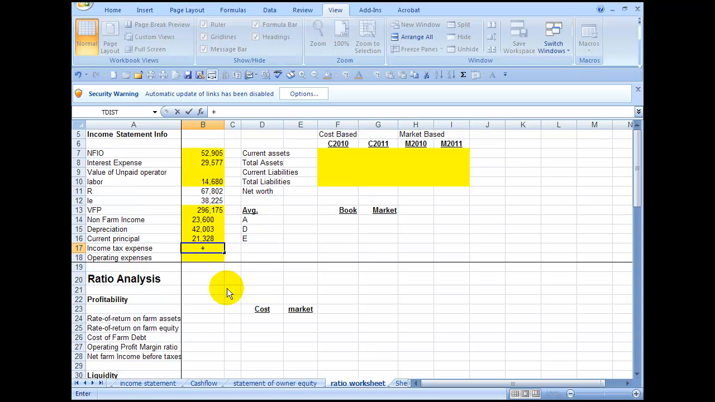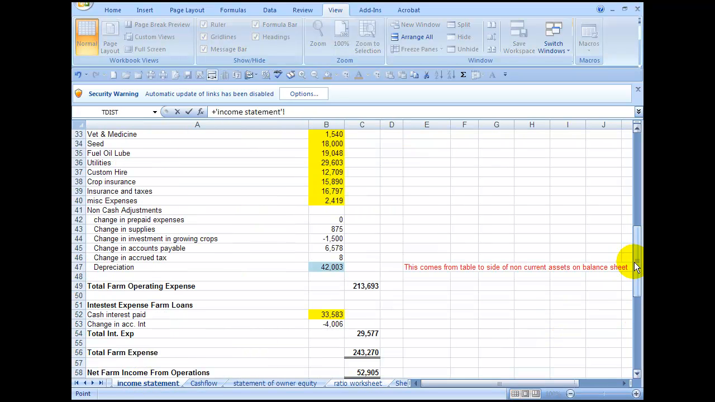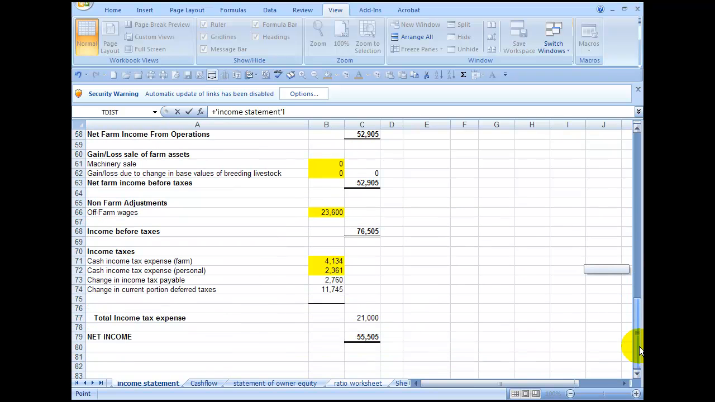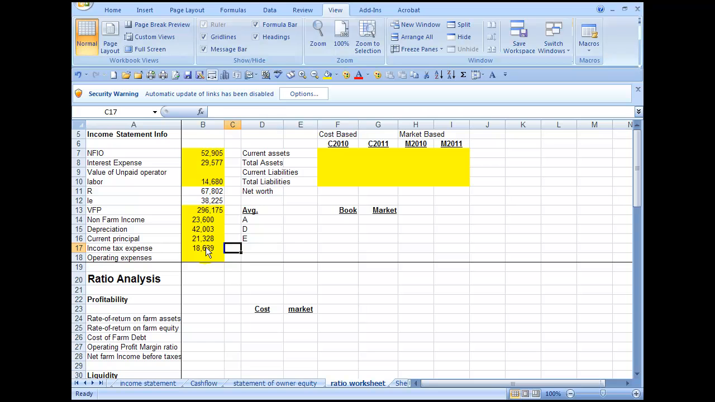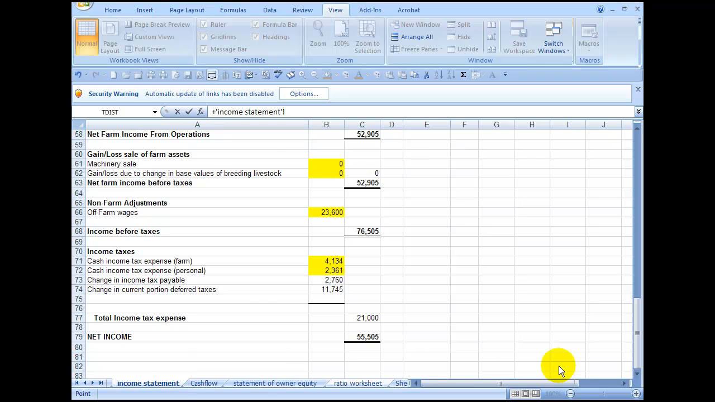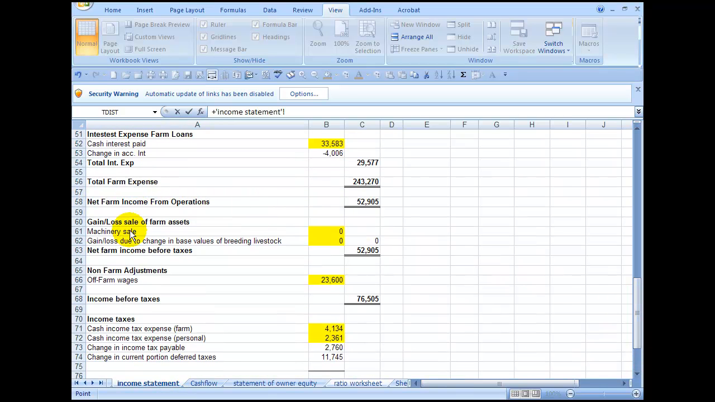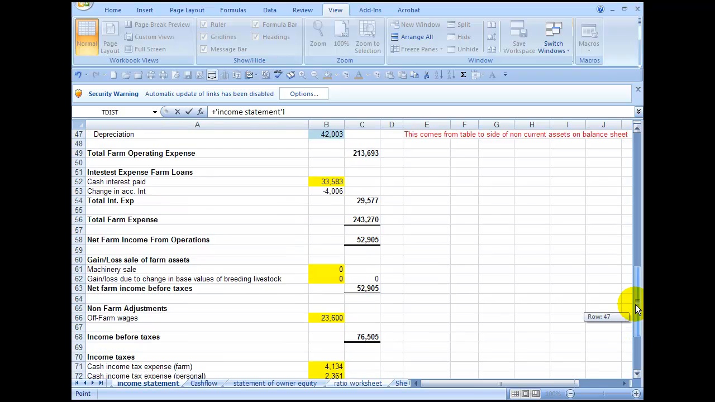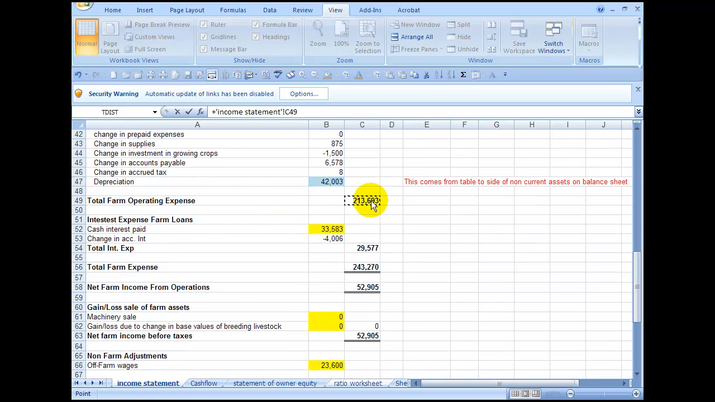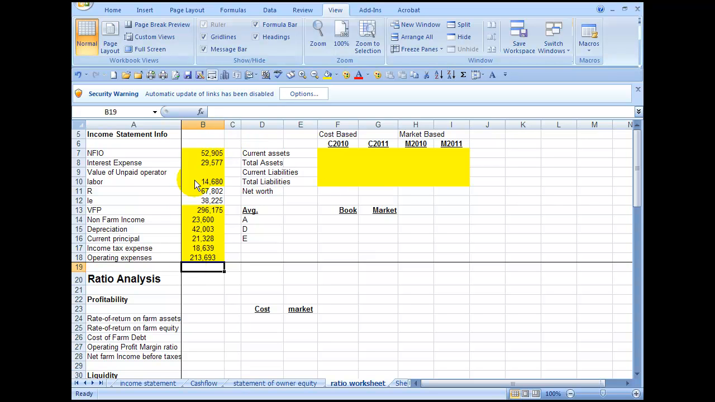Income tax expense, plus or equals income statement. Income tax expense is $21,000, but this includes some personal, and so we want to subtract that out. And as you see, when I clicked on and then hit enter, that's $18,639. And then our operating expenses from the income statement. Total farm operating expenses. That's all the income statement. It should say income statement and cash flow statement information.